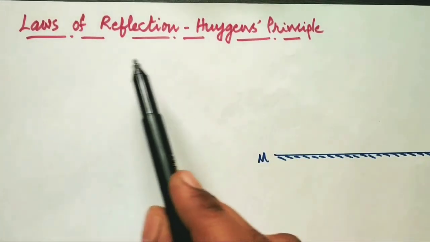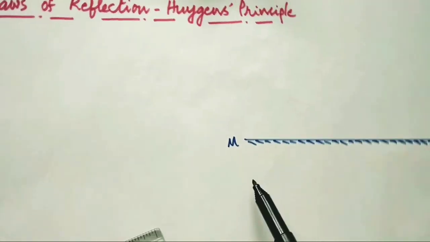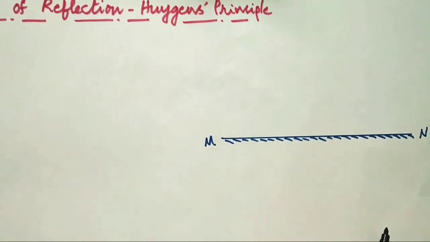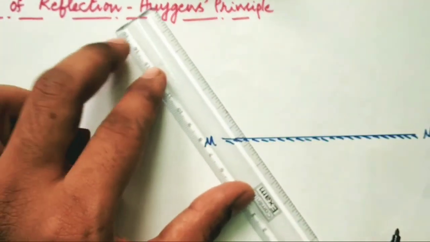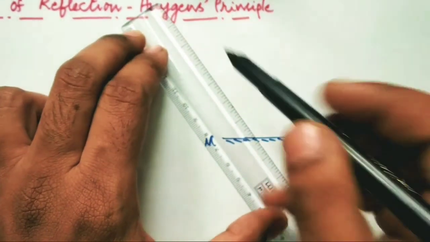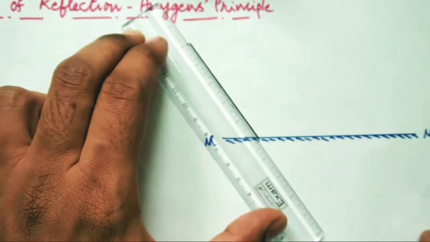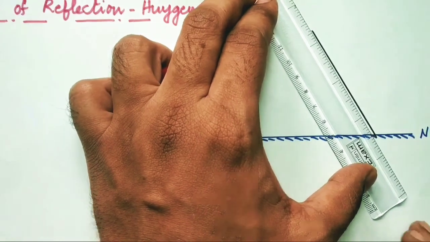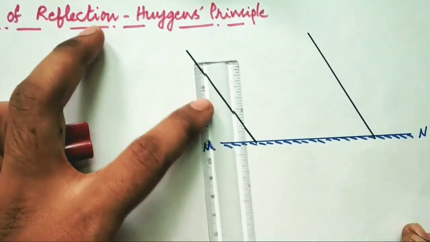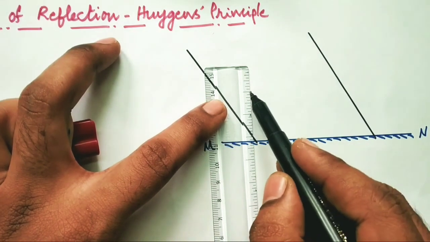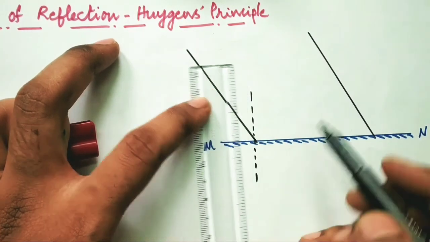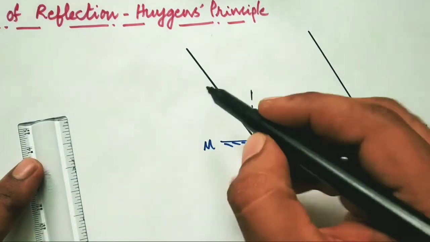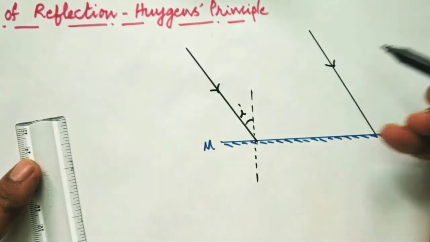Now let us see the verification of the law of reflection using Huygens principle. Consider MN as a reflecting surface like a plane mirror. We will first consider incident rays which are falling onto the plane mirror at a particular angle. Now let us draw the second incident ray as well. In order to find the angle of incidence, we will draw the normal first at the point of incidence. The angle between the normal and the incident ray is the angle of incidence. So these are the incident light rays.